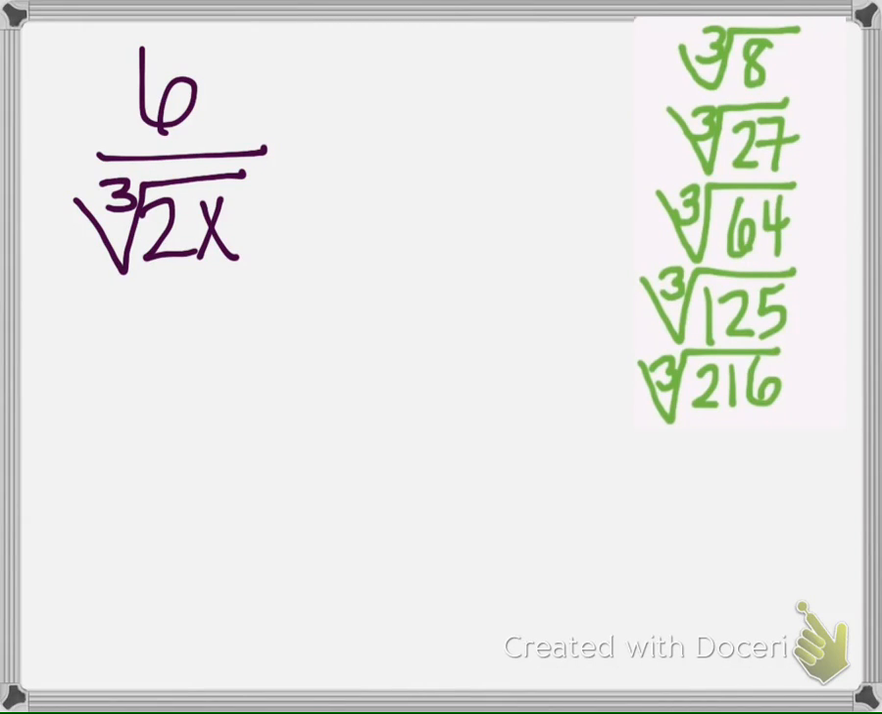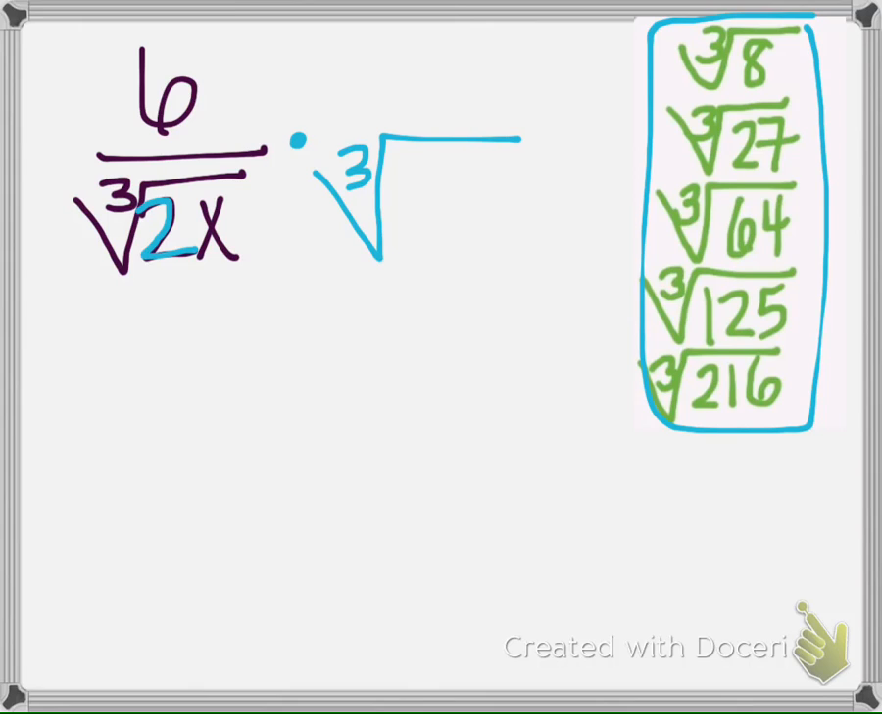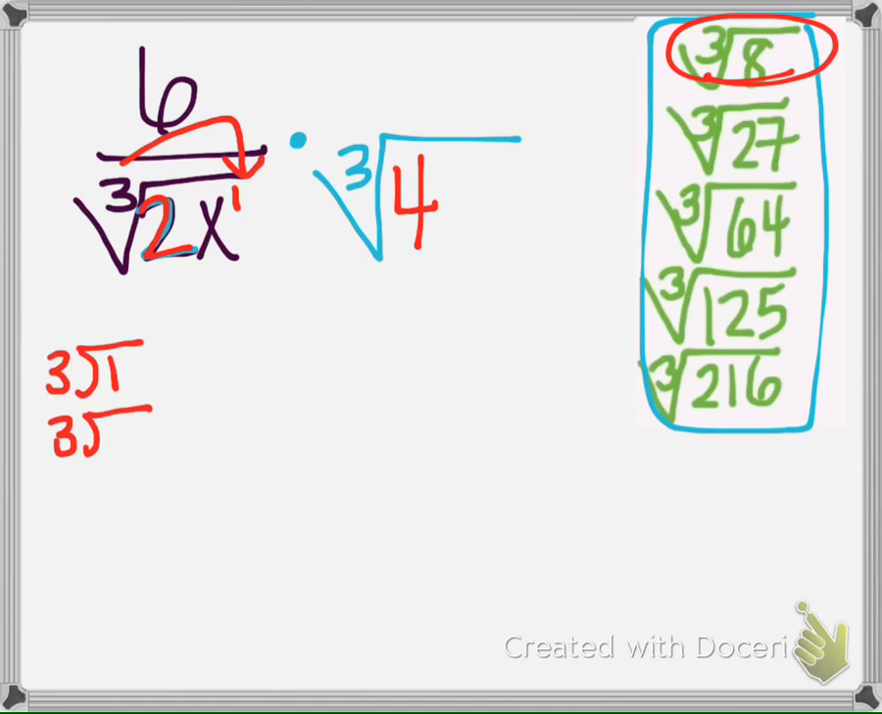Okay, to rationalize this denominator, we need to think about what we need to multiply 2 by so that we get a number here in our list. These are all numbers that we can cube root since this is a cube root of 2x. So I know that if we take 2 and multiply by 4, we would get 8. Then 3 cannot go into just x, just 1. So 3 cannot go into 1, 3 cannot go into 2, but 3 can go into 3.